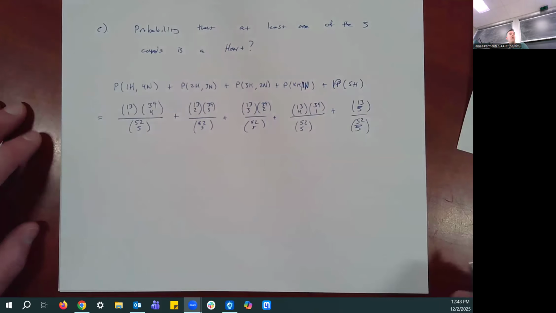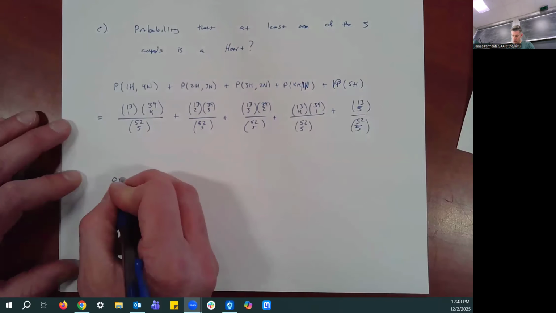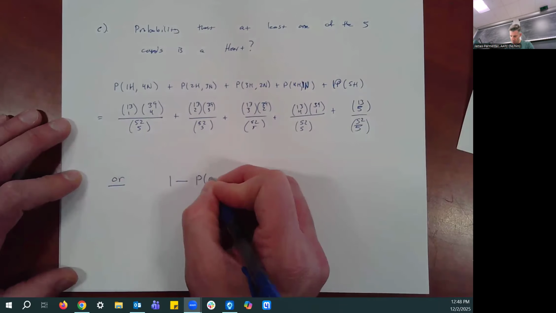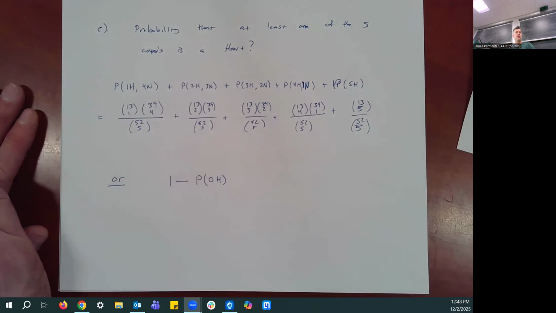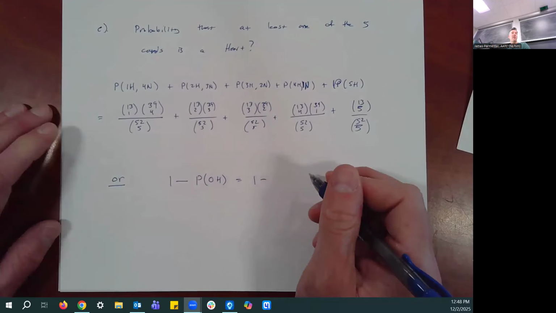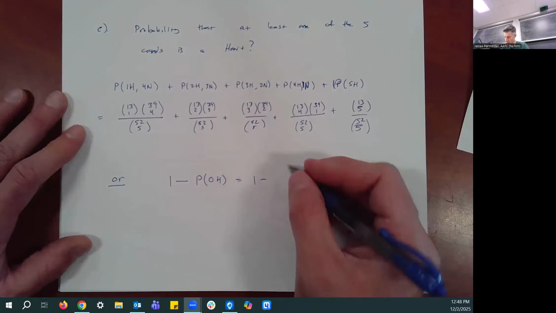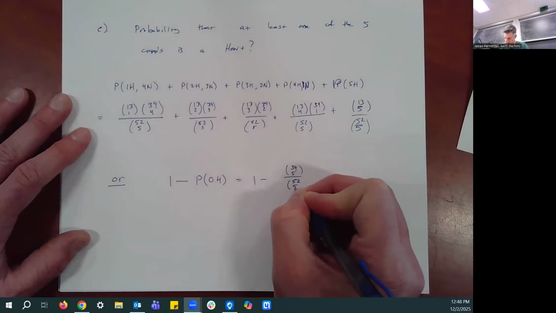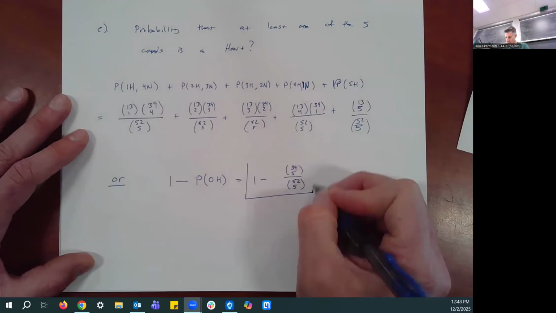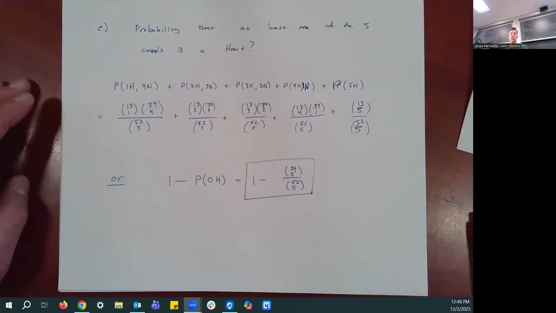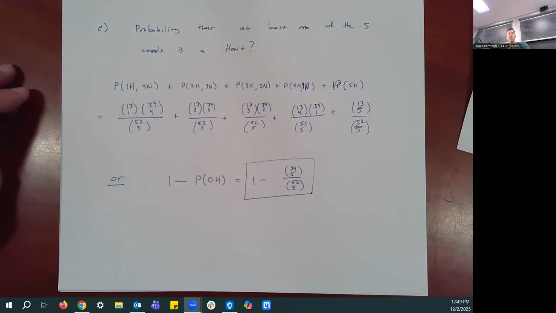Or you could do this the smart way. It's going to be 1 minus the probability of 0 hearts. And the probability of 0 hearts is going to be, well, there's 39 cards that aren't hearts, so it's going to be 39 choose 5 divided by 52 choose 5. And if you have the time, you can check that these are the same. They are the same. I don't want to calculate them because it's a lot of calculator work, but that should be exactly the same probability.